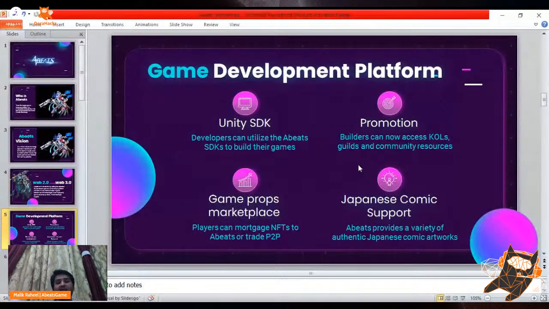And what about game props and the marketplace? In game props and the marketplace, we will provide mortgage NFTs, and players will be able to trade peer to peer, and also swap tokens with the Abits platform. It will be more convenient and reliable for the community members. The last thing, but not the least, is the Japanese comic spot. We will provide a variety of authentic Japanese comic artworks.